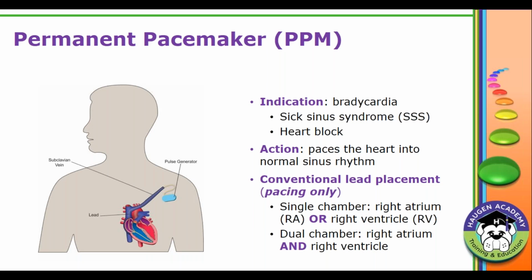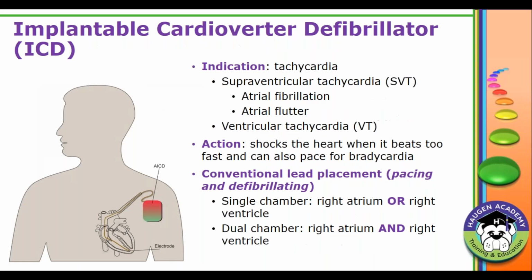So the point of a pacemaker is that it will pace the heart back into normal sinus rhythm. And conventional lead placement, and I say conventional because we're going to talk about cardiac resynchronization therapy coming up in a couple of screens, the old-fashioned pacemaker, is either a single chamber or a dual chamber. And conventional lead placement is always on the right side of the heart. It doesn't matter if it's single or dual, it's always on the right side. So a single chamber pacemaker has a lead in either the right atrium or right ventricle, whereas a dual chamber has two leads, one placed in the right atrium and another in the right ventricle.